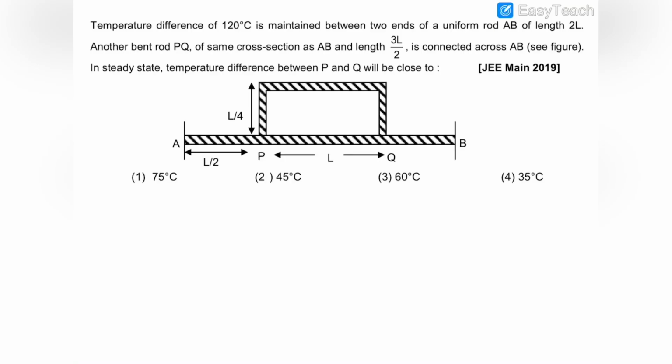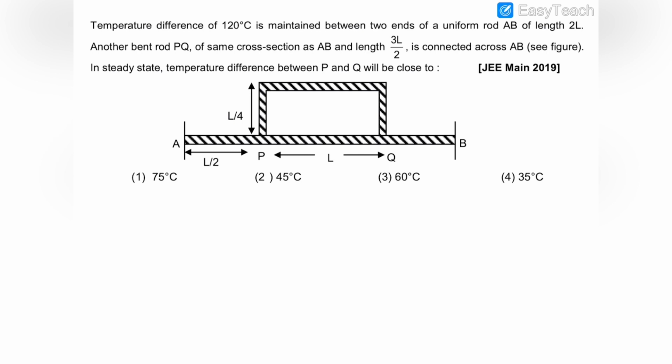In this question, you can see that there is a rod of total length AB which is equal to 2L, and a temperature difference of 120 degrees Celsius is maintained between these ends A and B. Now another rod of total length 3L by 2, this is L by 4, L by 4 and L, is joined at this end and in this end. So we have to find out the temperature difference between these two ends P and Q of the system.